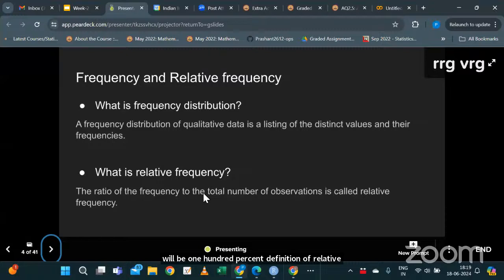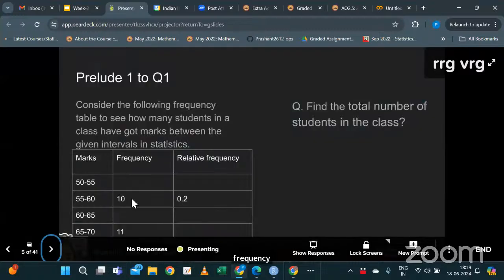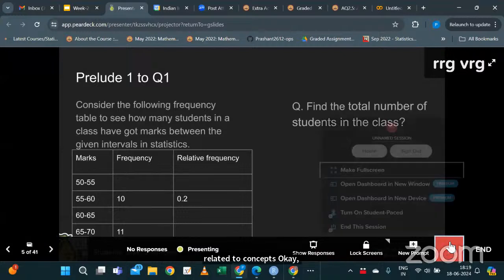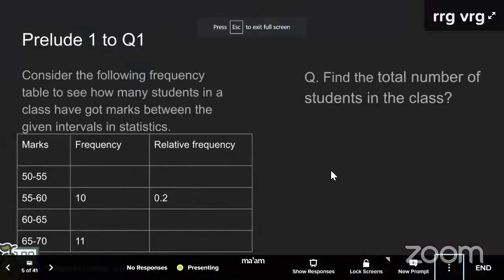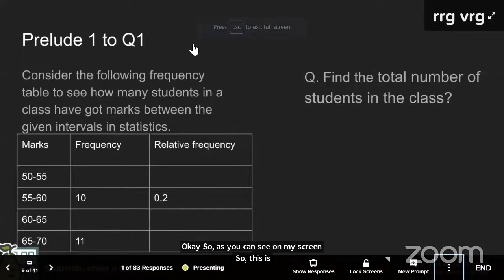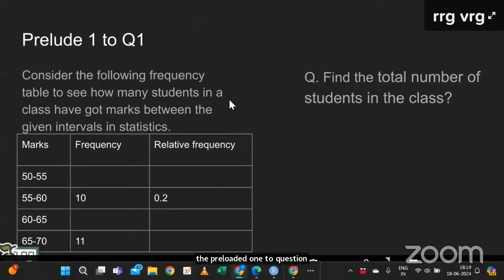Now in the next slides, we'll see the questions related to this concept. So you can see my screen. As you can see, this is the prelude to question 1. This question is nothing but you just consider this.